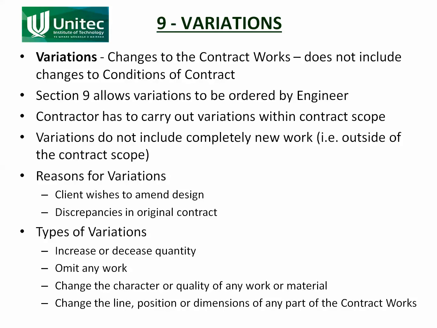So that would be changing the character of the material. So it was concrete, now it's paving stones. Or change the line, position or dimensions of any part of the contract works. Using the footpath example, you may decide that it would be better if one of the footpaths was about 1 meter away from the road, 1 meter more away from the road. When you're doing the construction, you think, oh yeah, it'd be much better if it looked like that. So you can do that. It's a variation, changes the line of the road, of the footpath.